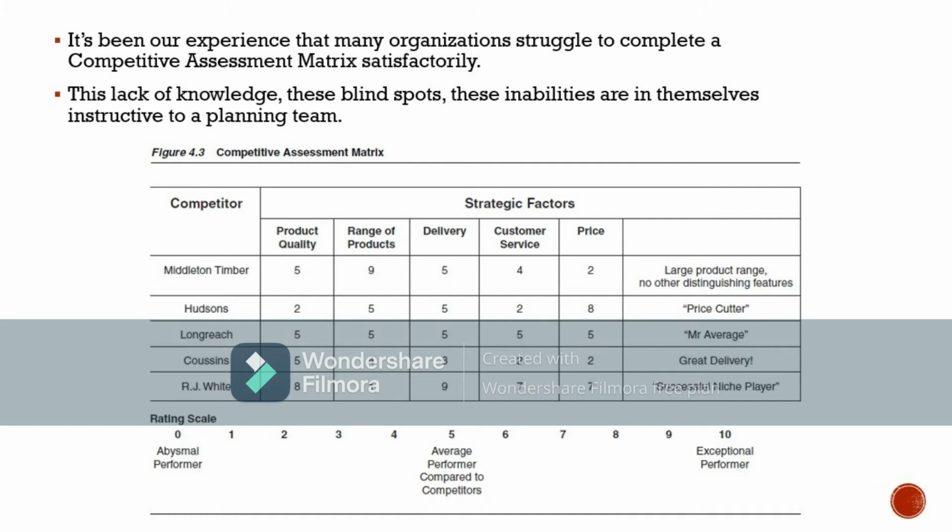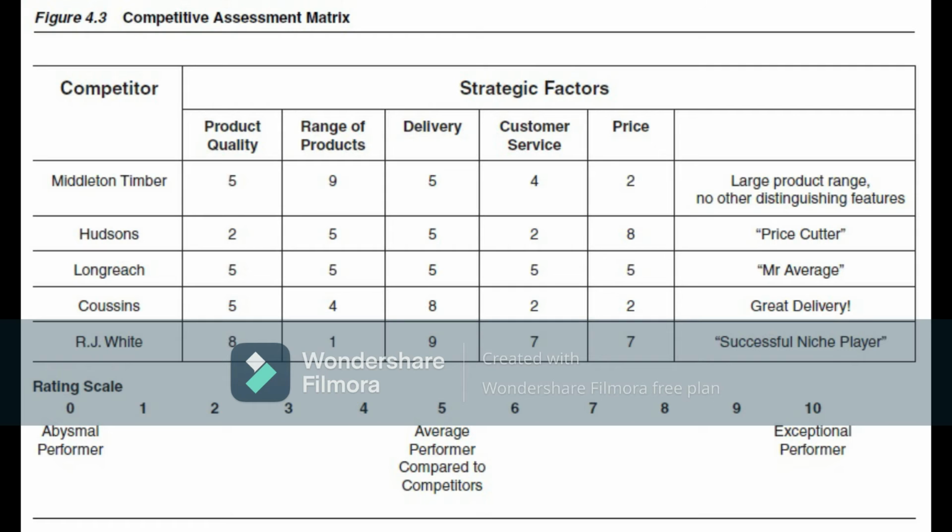How can anyone develop effective strategy? This is one of the key questions of strategic planning and performance management. If current competitive advantage is not known, the answer is of course that it cannot be done. So, your planning team must do the necessary research in order to complete a competitive assessment matrix in an informed way.